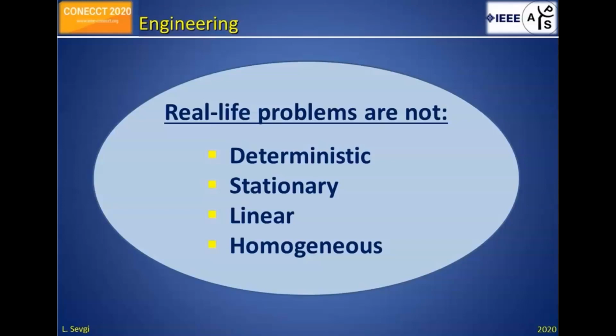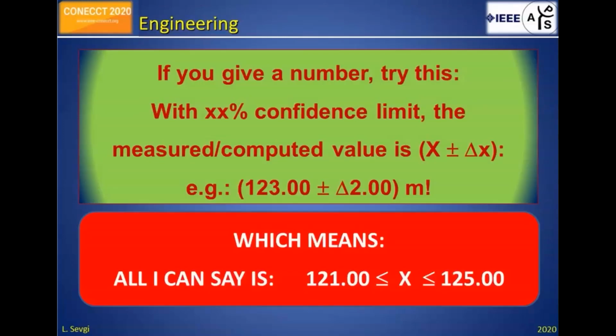In universities, we teach students deterministic, stationary, linear, and homogeneous systems, but the real-life problems are not deterministic, are not stationary, are nonlinear, and very often inhomogeneous or non-homogeneous. So if you give a number, you should try this one with some kind of confidence limit. The measured or computed value is, for example, x plus and minus delta x, which means all I can say is x is between this minimum value and maximum value. So without stating the boundaries of the uncertainties, the results are meaningless in engineering.